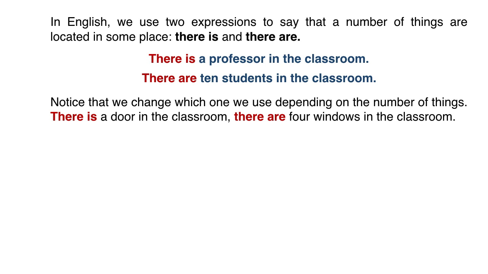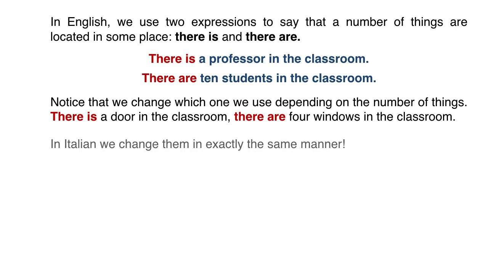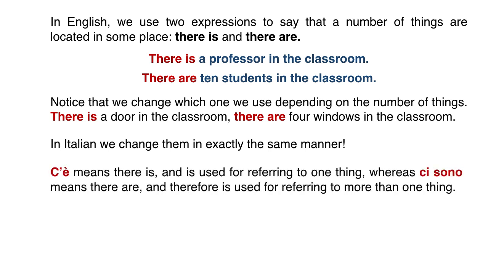Okay? The cool thing about the Italian version of this is that it works exactly in the same manner as English. C'è means basically there is. So we use it for referring to one thing. When there is one thing, you use c'è. And ci sono means there are. So we use it when there are more than one thing. Right? It's very, very simple.